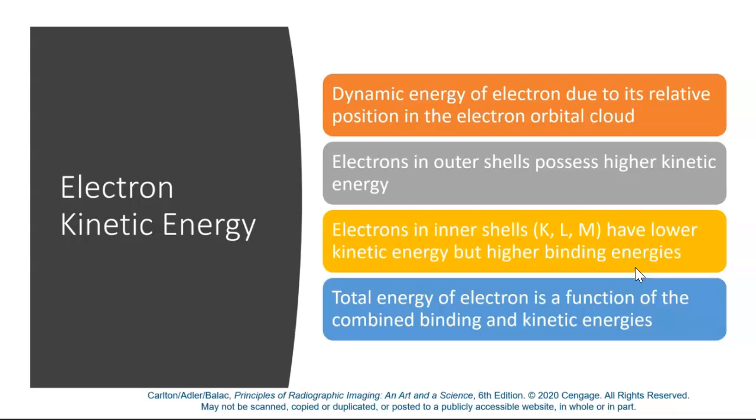So electron kinetic energy: the dynamic energy of the electron due to its relative position in the electron orbiting cloud. Electrons in the outer shells possess higher kinetic energy but lower binding energy. Electrons in the shells K, L, M have lower kinetic energy but higher binding energies. So it's opposite. Okay, they're inversely related. As your binding energies go up, your kinetic energy goes down. So total energy of the electron is a function of combined binding and kinetic energy.